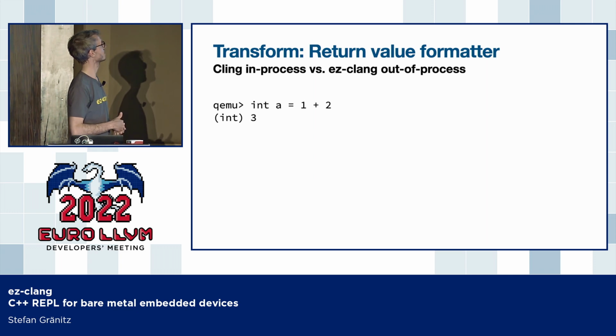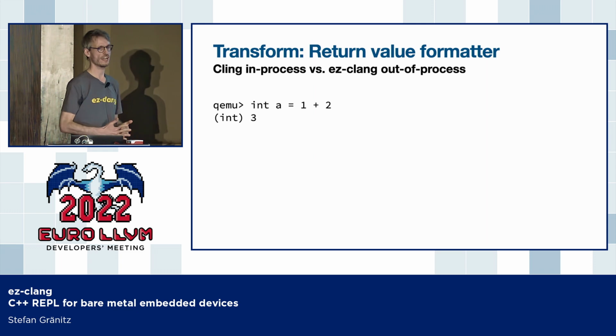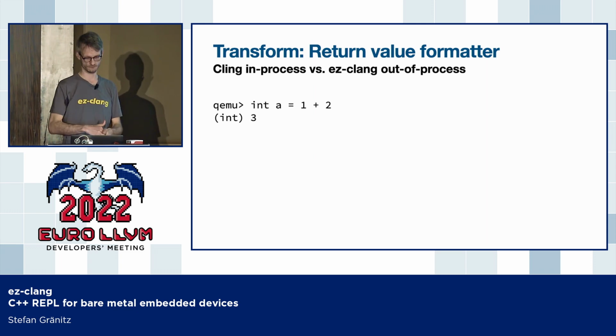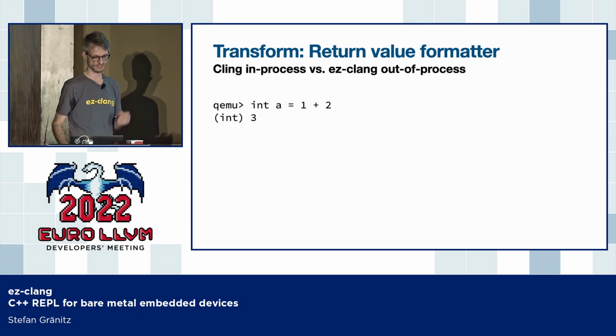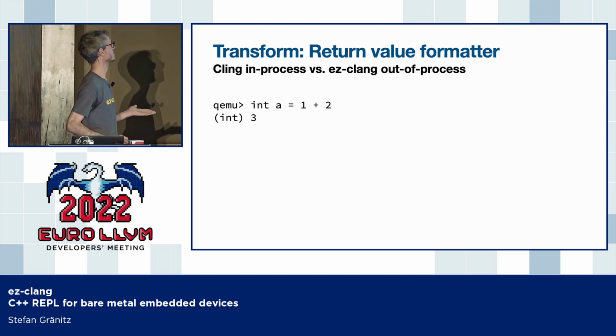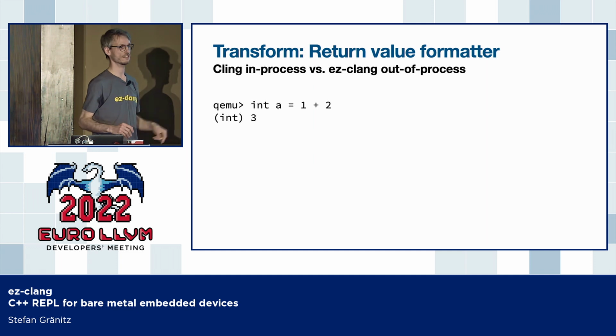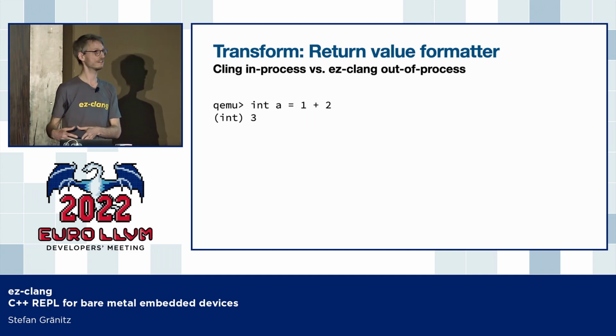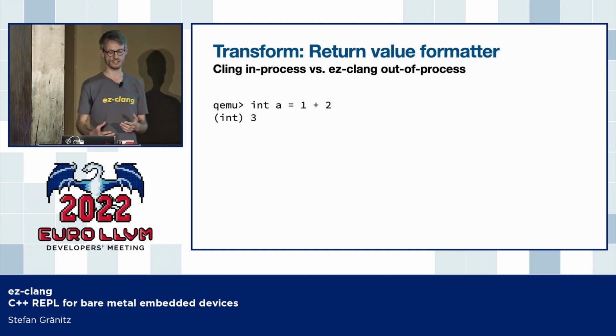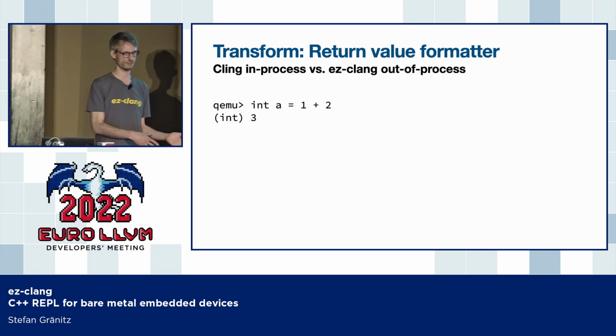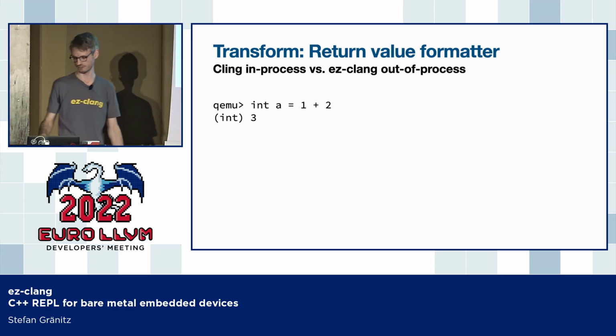Let's say we have this simple expression here. We define a variable a that gets assigned the result of the expression 1 plus 2. The result is 3 and it's an integer. And the interesting observation here is that the value 3 is in the memory of the device, and the type information is something that our host knows. So there must be some communication between the two.